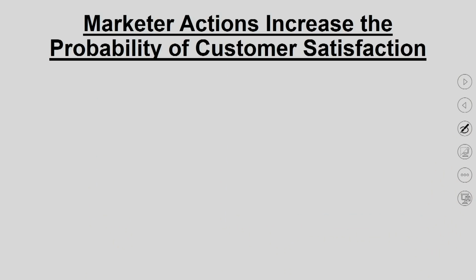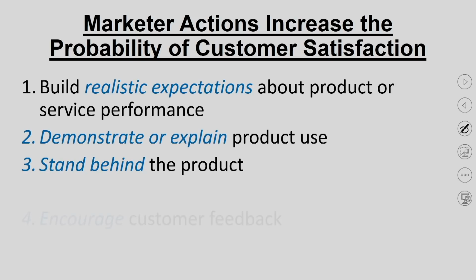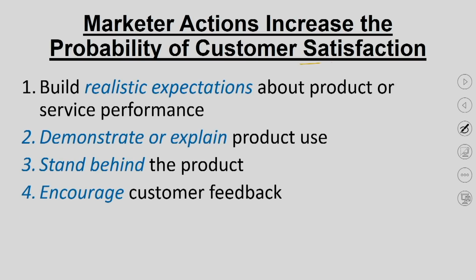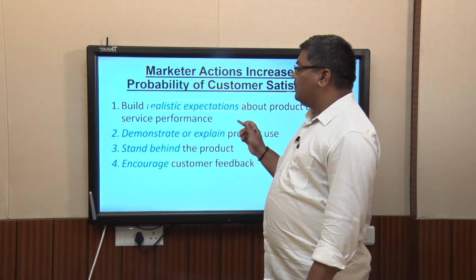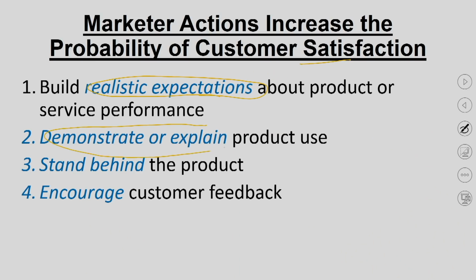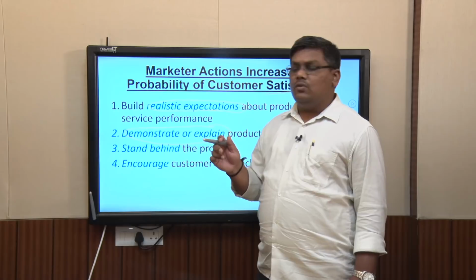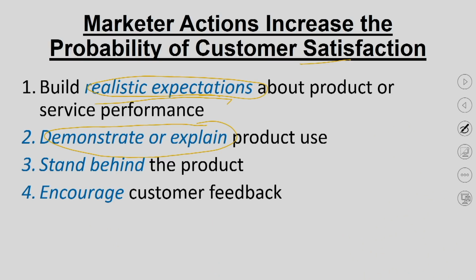So, marketer action increases the probability of customer satisfaction. What can the marketer do to increase this customer satisfaction? Realistic expectation. He can put in information so that the consumer has a very realistic expectation of what the product is going to offer. Also demonstrate and explain: the marketer can demonstrate and explain how to use a product. So, if you have a negative post purchase behavior, if your product fails in one way, you could make your messages and provide information in such a way that realistic expectation is conveyed to the consumer. You can demonstrate and explain how the product really works.